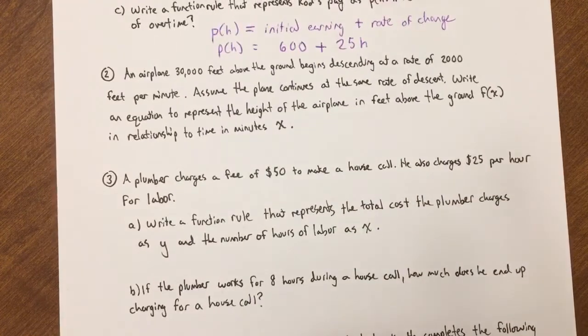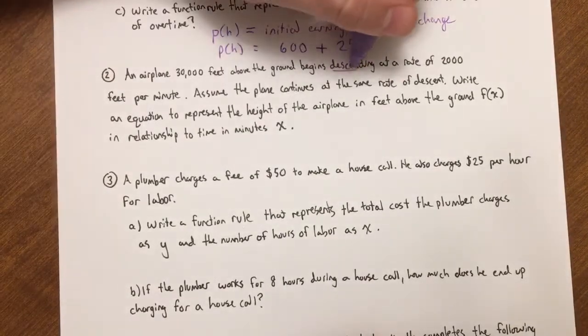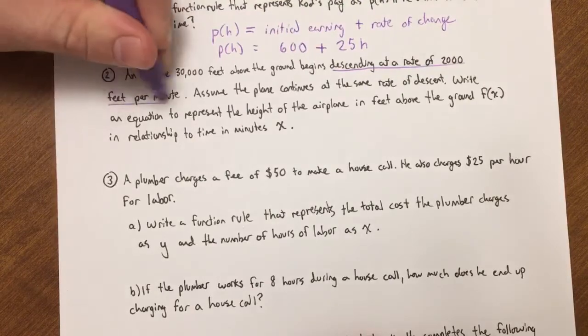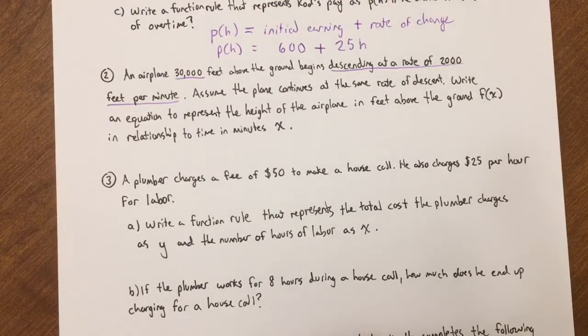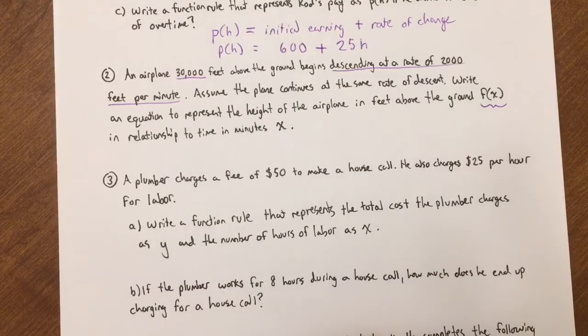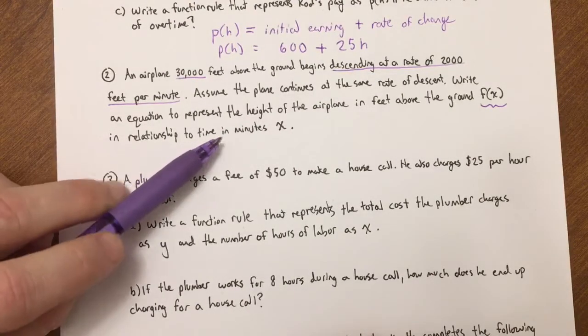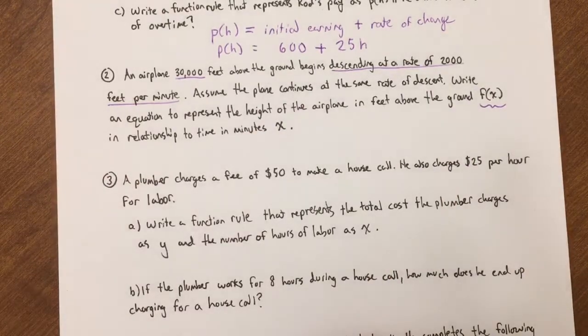Here's our second example. An airplane 30,000 feet above the ground begins descending at a rate of 2,000 feet per minute. Assume the plane continues at the same rate of descent. Write an equation to represent the height of the airplane in feet above the ground, f of x, so we're going to use function notation again, in relationship to time in minutes, which is x, our input variable.